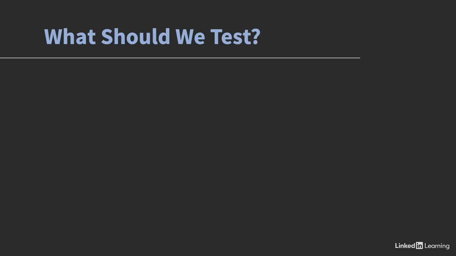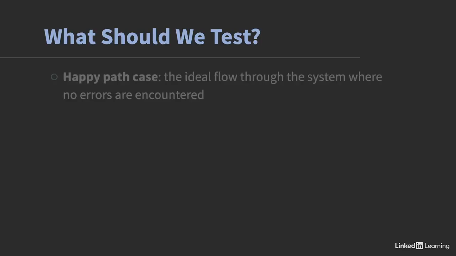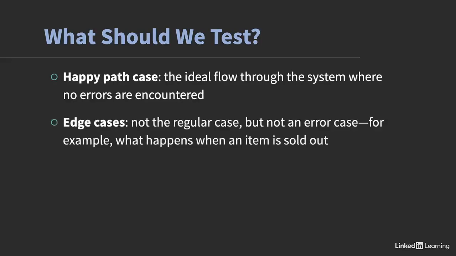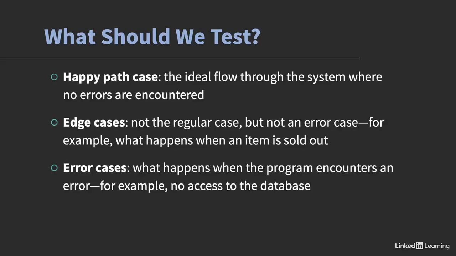That testing will typically include test cases that cover the happy path, as well as any edge cases, including error cases. The happy path refers to the scenario where everything goes as expected without encountering any errors or exceptions. The test cases we've covered in this video test the happy path scenario. They represent the ideal flow through the system where inputs are valid, processes are executed successfully, and expected outcomes are achieved.